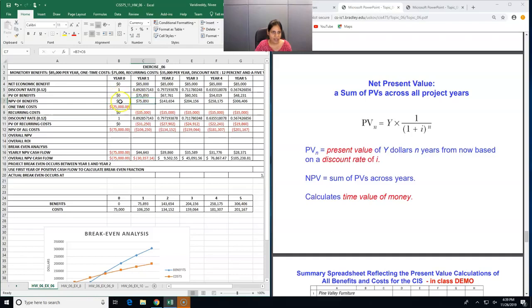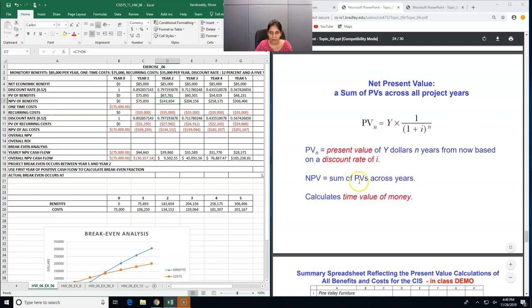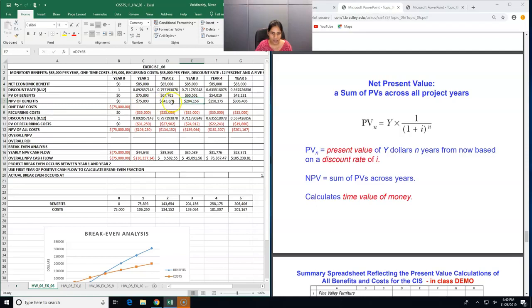For year 1, it's the sum of B7 plus C6, that is the present value of year 0, as well as C6, which is the present value of year 1. And for year 2, it will be C7 plus D6. Since it's a cumulative value, like the sum of all PVs across all the years, it's nothing but this value plus this value. Finally, for year 3, it will be the sum of all values until year 2 plus the present value of year 3. For year 4, it will be the sum of all the values up to year 3 and then the present value of year 4.